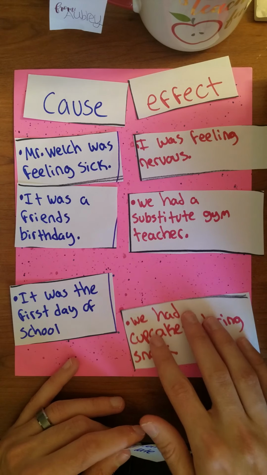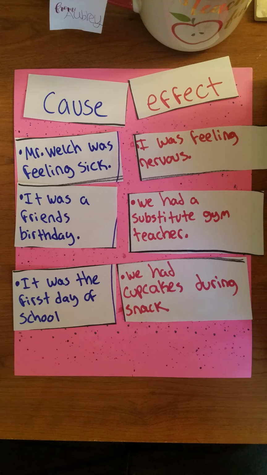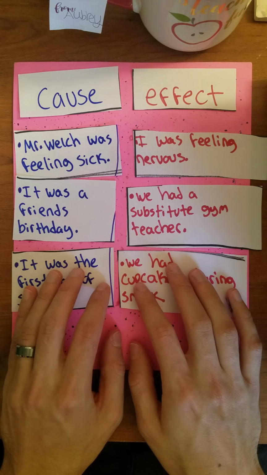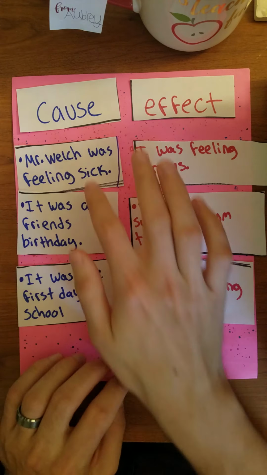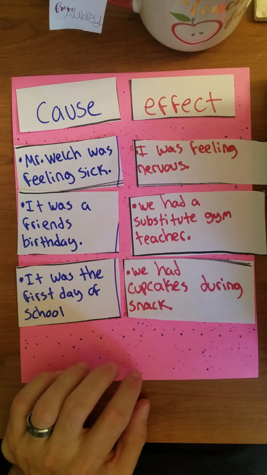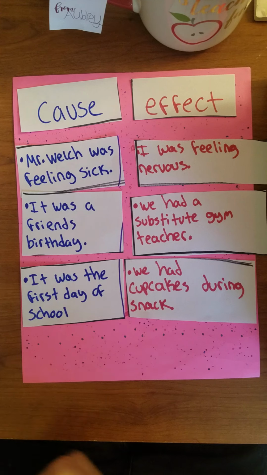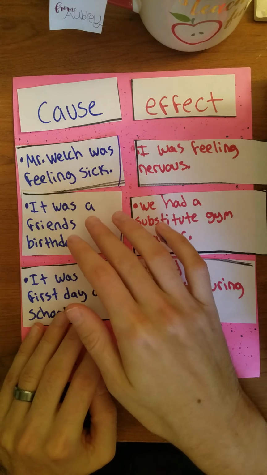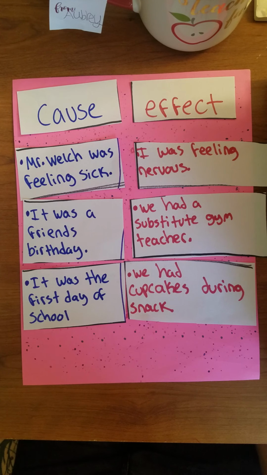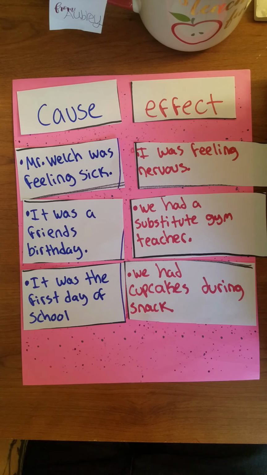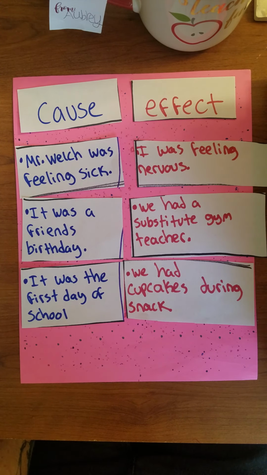Let's jumble these up a bit. I was feeling nervous. Let's see, what could be the cause of me feeling nervous? What best answers the question, why was I feeling nervous? Mr. Welch was feeling sick. Well, maybe I was worried about Mr. Welch, so maybe. It was a friend's birthday. Maybe if you were nervous about their birthday celebration. Or it was the first day of school. So all 3 of these could be causes, but I think there's one that best answers the question, why was I feeling nervous? Which cause best matches the effect, I was feeling nervous?